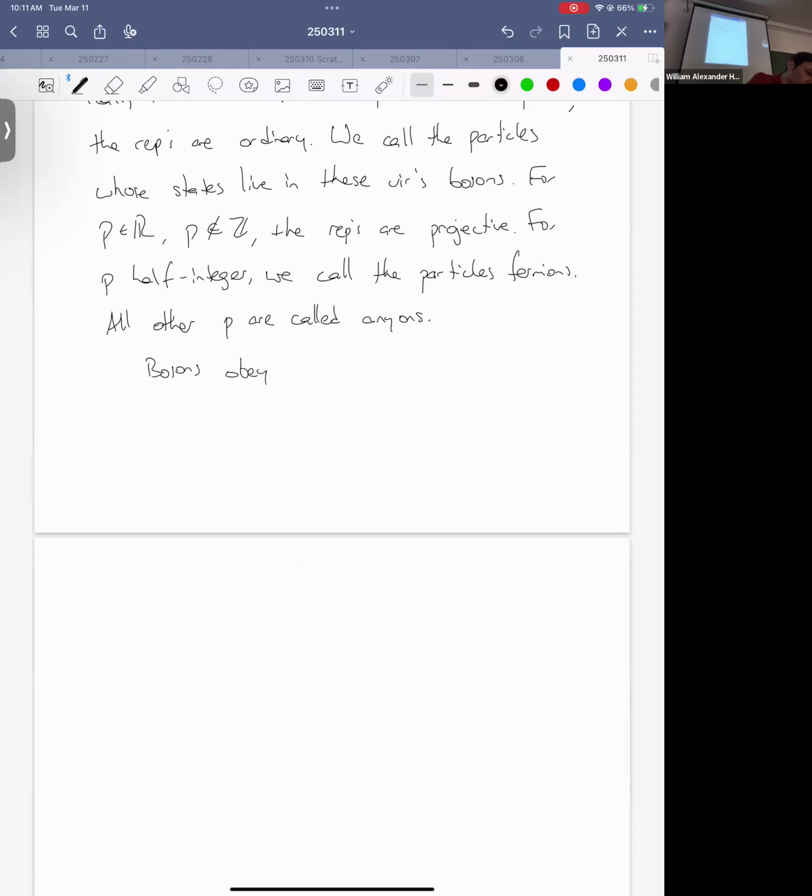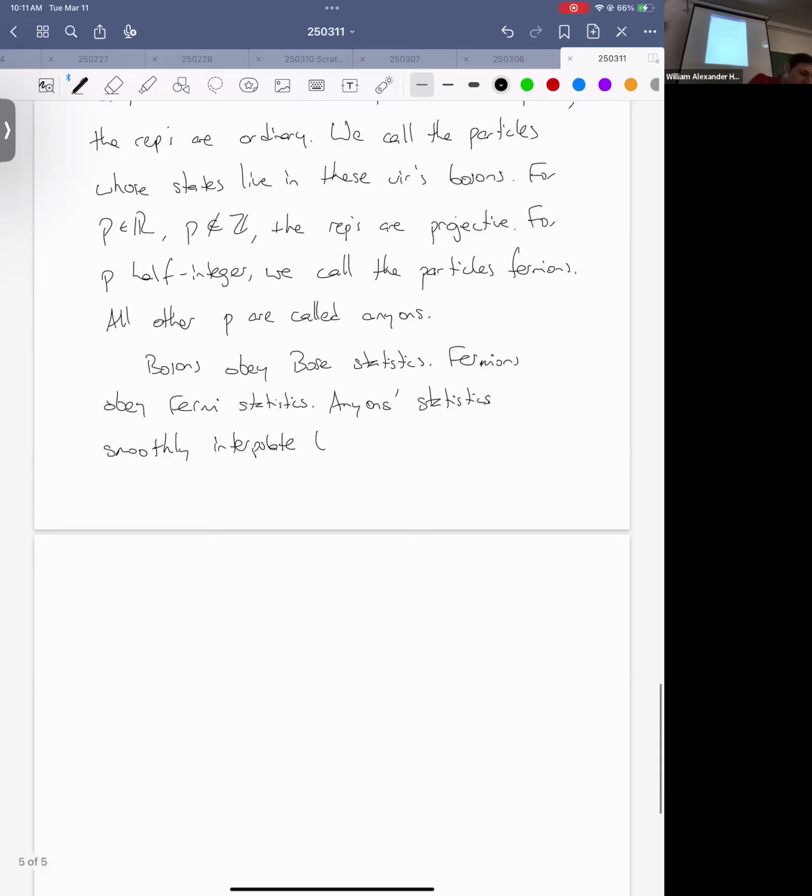Bosons obey Bose statistics. Fermions obey Fermi statistics. Anyon statistics smoothly interpolate between Bose and Fermi statistics.